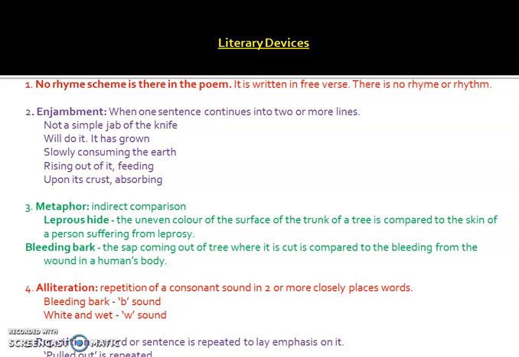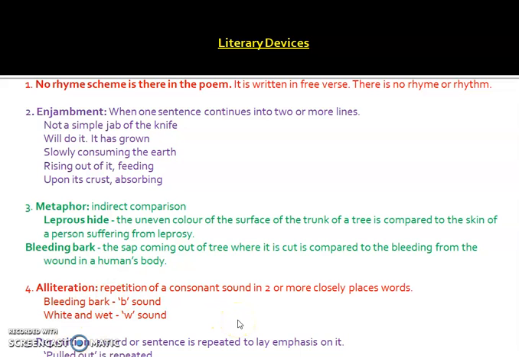Now the next one we have here is alliteration. Alliteration means repetition of a consonant sound in two or more closely placed words. When we are repeating the same consonant sound, b, b, b, in similar words, that is in one verse or closely placed words. For example, bleeding, bark. Bleeding is with b, bark is with b. So this is alliteration. This is the consonant sound b. Then white and wet. We are here alliterating the w sound, white and wet. So this is alliteration.